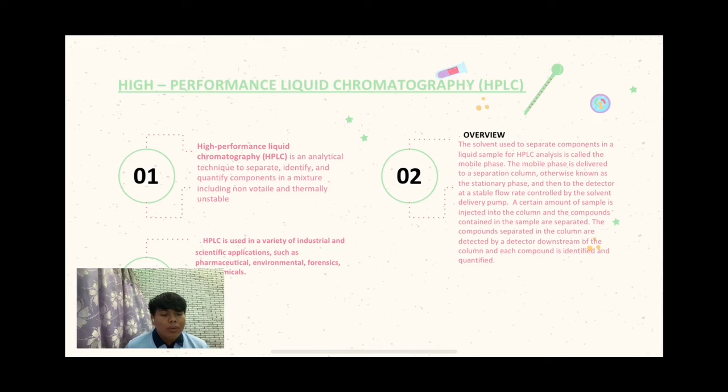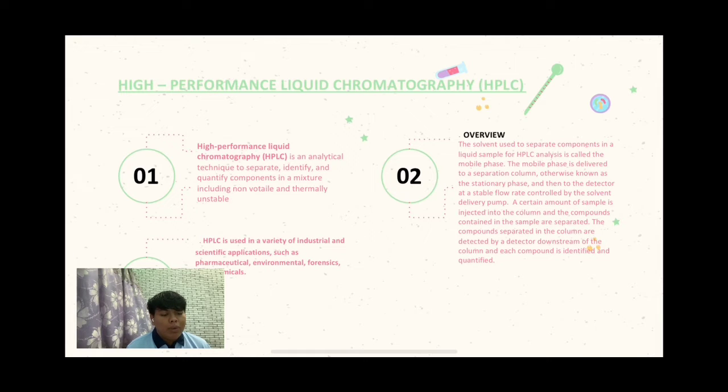Here is an overview of the HPLC process. The solvent used to separate components in a liquid sample for HPLC analysis is called the mobile phase. The mobile phase is delivered to the separation column, otherwise known as the stationary phase, and then to the detector at a stable flow rate controlled by the solvent delivery pump.